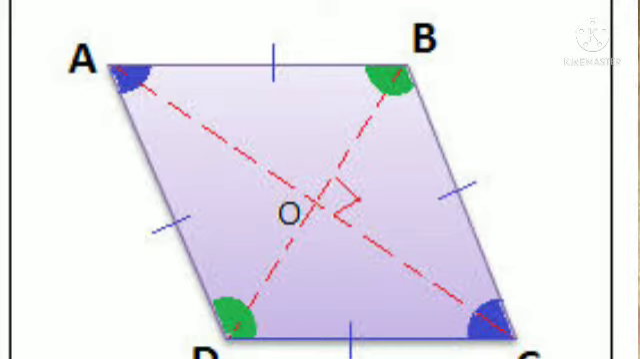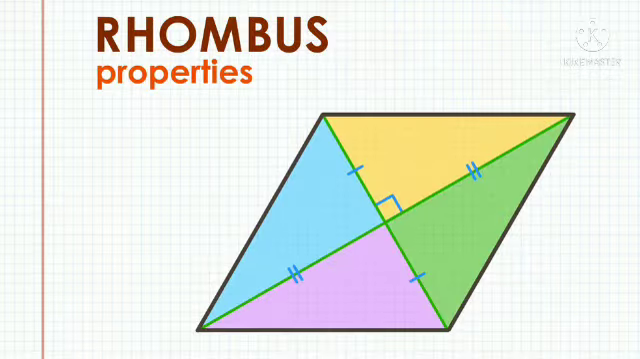Perpendicular means the angle between the two lines will be 90 degrees. When the angle between the two lines is 90 degrees, then those two lines will be perpendicular to each other.